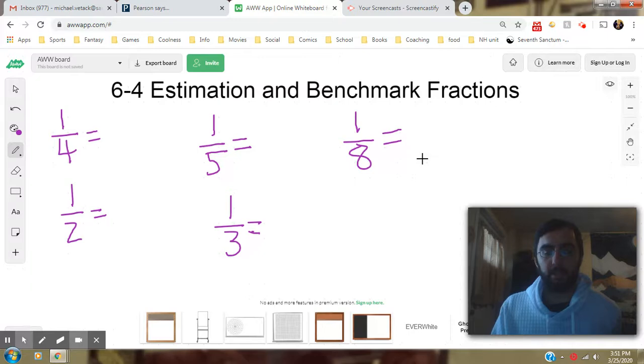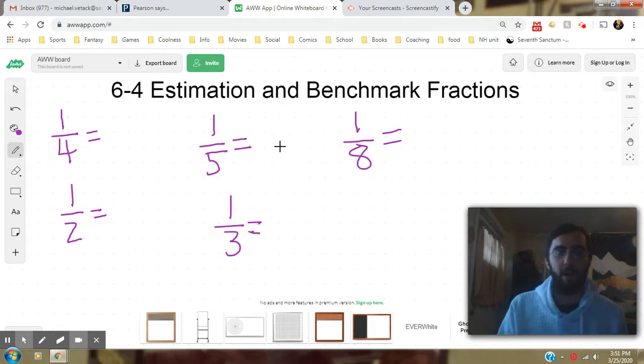So we're going to look at how to estimate percentage of a number using something called benchmark fractions. Benchmark fractions are just fractions that are commonly used. So if you can memorize these values, then it makes your life a lot easier going forward because you don't have to always solve these. So these are what we look at as benchmark fractions.